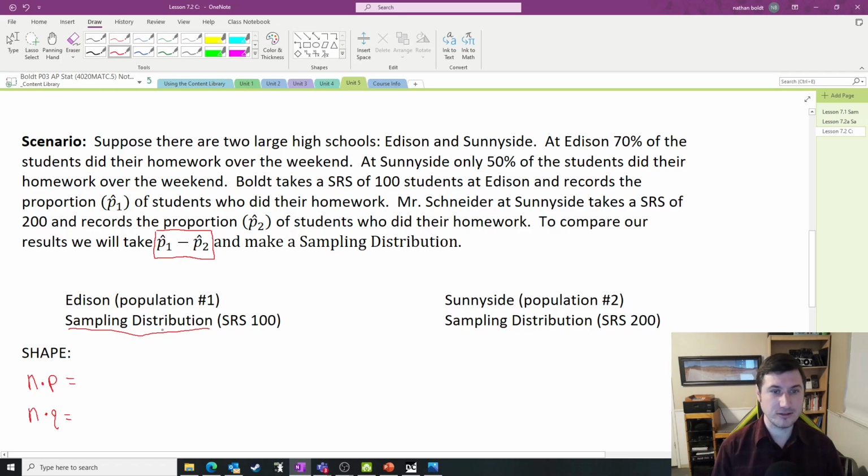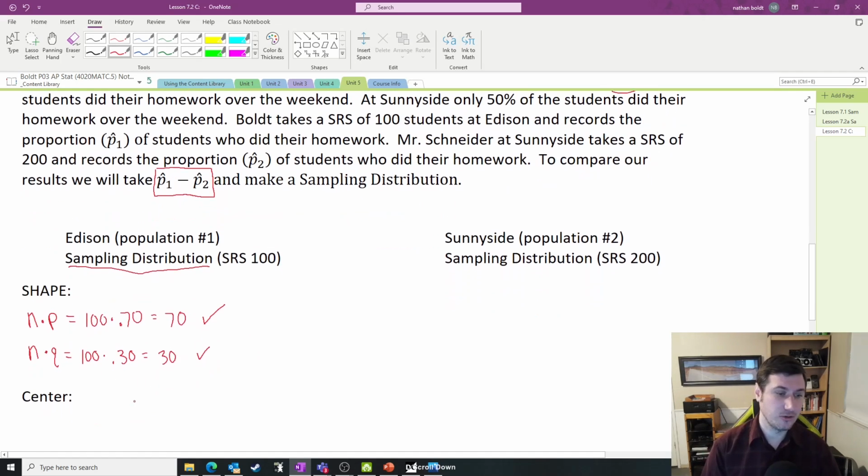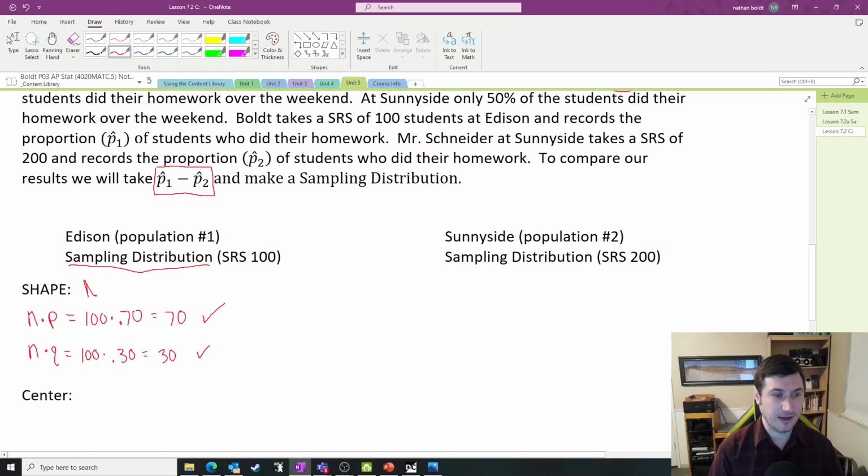So let's do that. The sample size that I took at Edison, because I'm lazy, was 100, times the proportion. The proportion for Edison was 70%, 0.70. That's nice and easy. That is 70, greater than 10. 100 times q, well, that would be 30%, right? So that would be 30. Also greater than 10, check. So our shape is, in fact, normal.